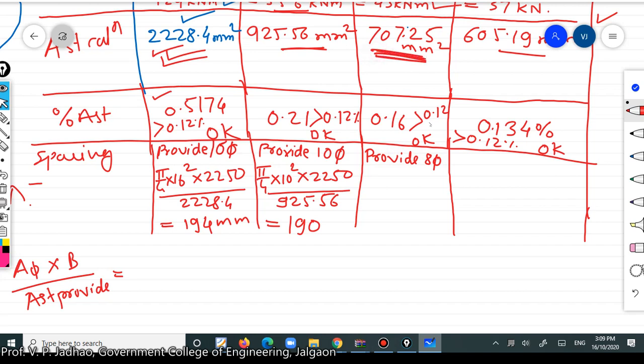Why is the steel reinforcement reduced? Because the column strip will be loaded with more bending moment as compared with the middle strip. The column strip will be loaded with more bending moment as compared with the middle strip. Therefore we are providing 8 mm phi.